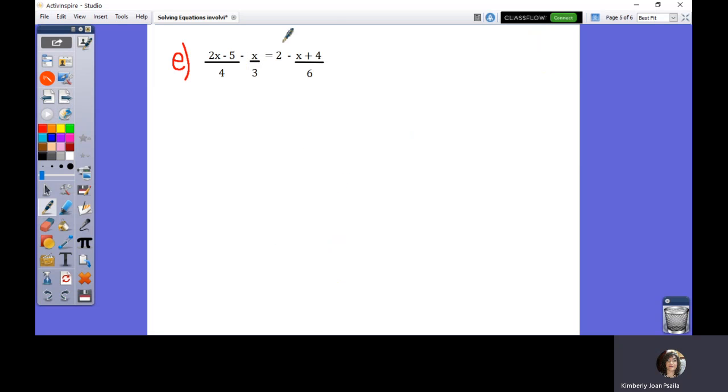Last example here. So we have this equation. Just to point out that when you have whole numbers like these, you can make them in fraction form.